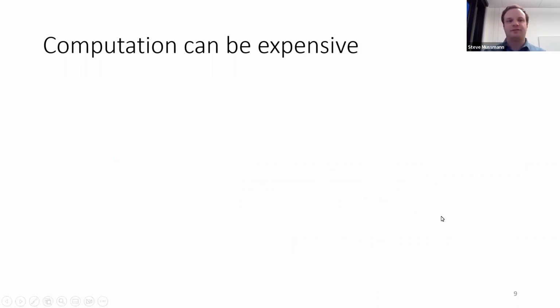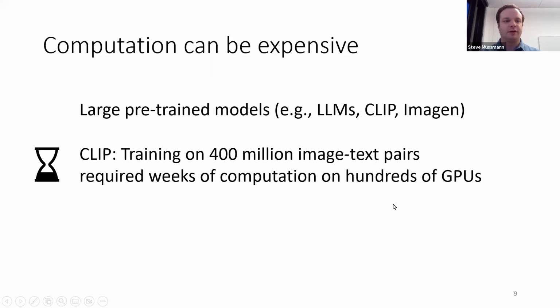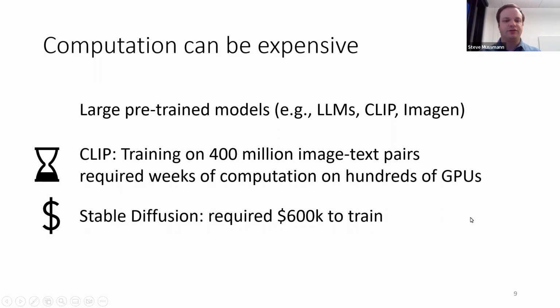Computation can also be expensive. We usually think of this as the cheap part of machine learning, but especially with the recent interest in large pre-trained models, such as large language models, CLIP or ImageNet, there is a large need for computation. For instance, CLIP was trained on 400 million image text pairs and required weeks of computation on hundreds of GPUs. And to give you a sense of the monetary scale of this, Stable Diffusion required $600,000 just for the computation cost to train.